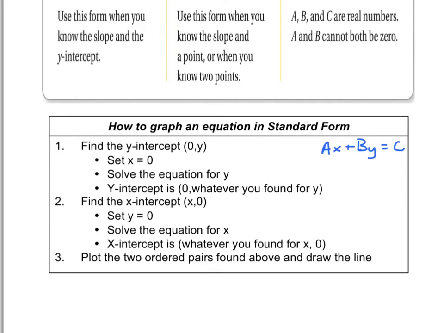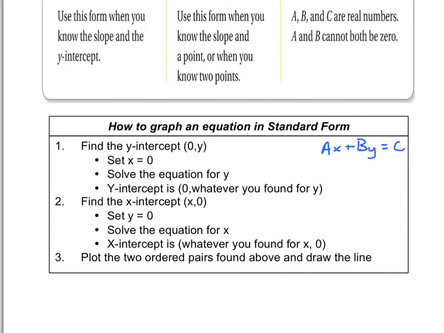We're going to find the y-intercept, or the ordered pair here, (0, y). Okay, so to find the y-intercept, we set x equal to 0. If x is 0, a times 0 is 0, which essentially means all you're going to have left is this part of the equation. We solve for y, and the y-intercept is 0 and whatever you found for y.